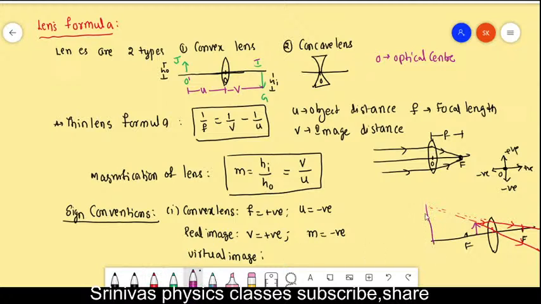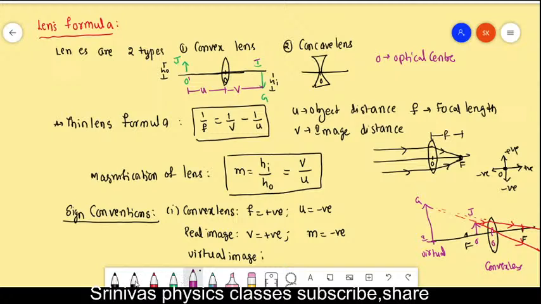This is the image. In case of a convex lens, if the object is between the principal focus and optical center, the image will be formed on the same side. On the right side the image is not formed because the distance between the light rays is increasing. On the left side the image will be formed. That is the virtual image. Virtual image means we can see that image, but we cannot catch it on a screen. If you place any paper there, it will not form.